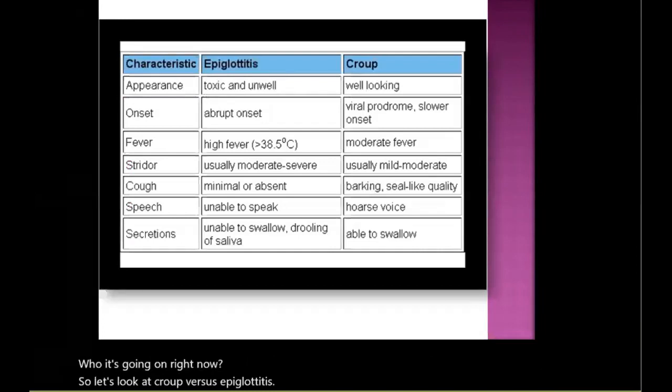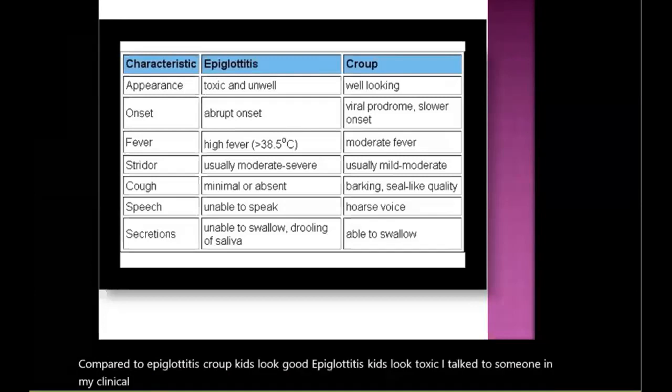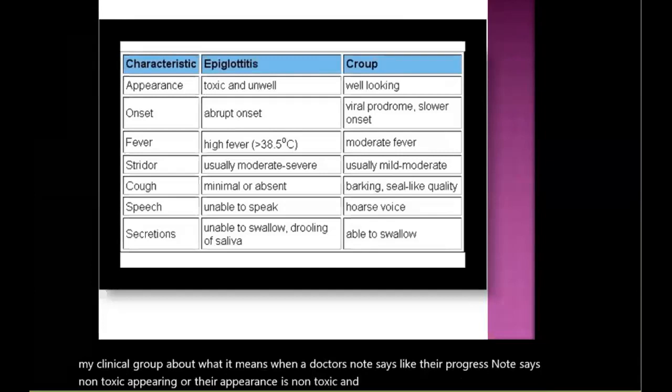Croup kids, when you put them on the sick scale, sick or not sick, compared to epiglottitis, croup kids look good. Epiglottitis kids look toxic. I talked to someone in my clinical group about what it means when a doctor's progress note says non-toxic appearing, or their appearance is non-toxic. And I asked the student, what the heck does that mean?